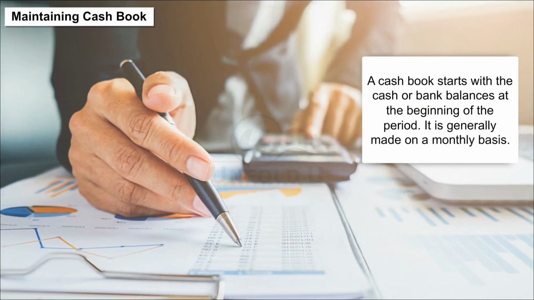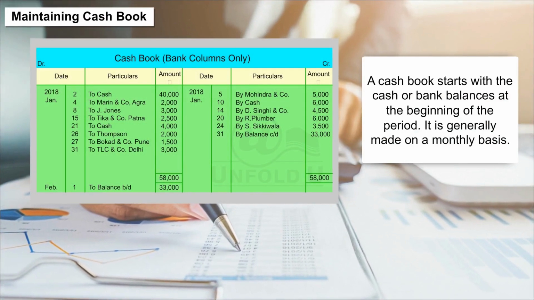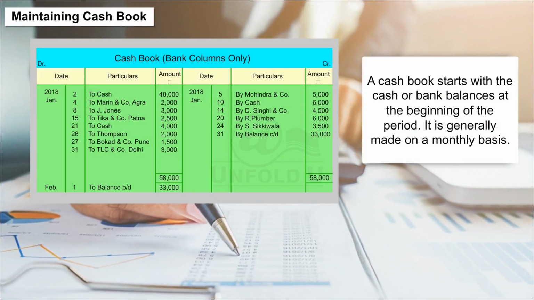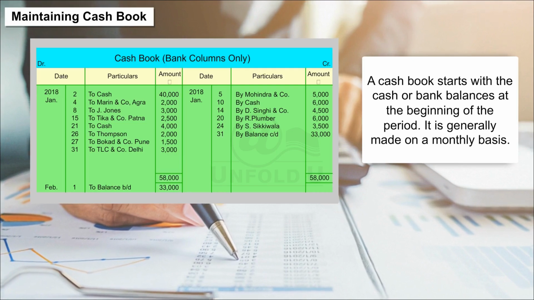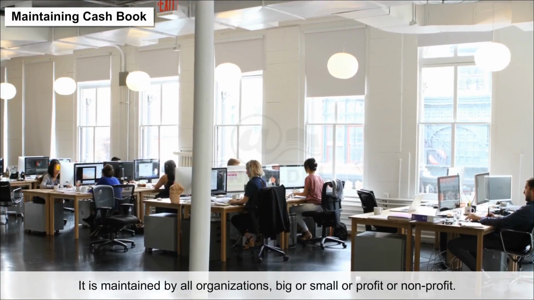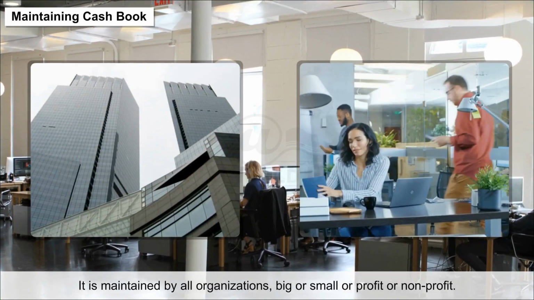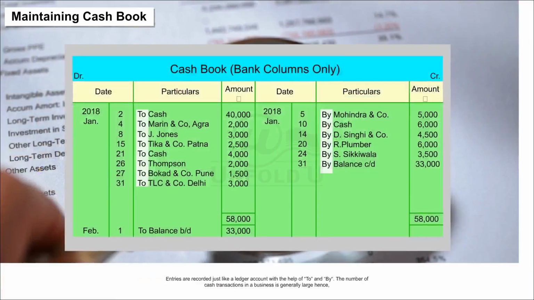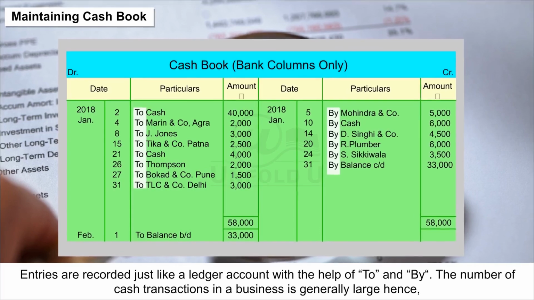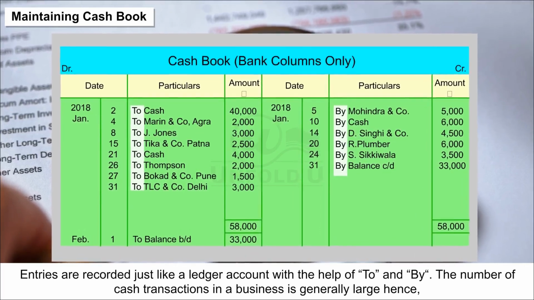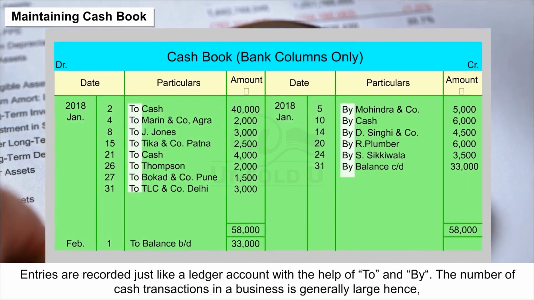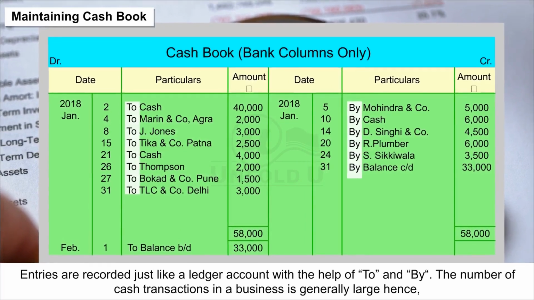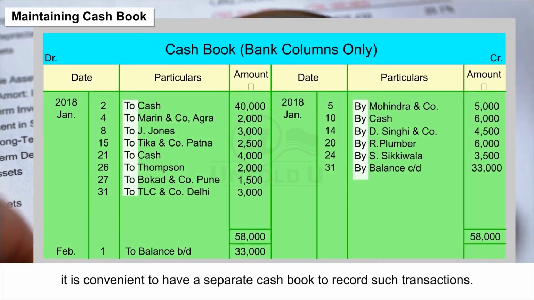Maintaining cash book. A cash book starts with the cash or bank balances at the beginning of the period. It is generally made on a monthly basis. It is maintained by all organizations, big or small, profit or non-profit. Entries are recorded just like a ledger account with the help of "to" and "by". The number of cash transactions in a business is generally large. Hence, it is convenient to have a separate cash book to record such transactions.